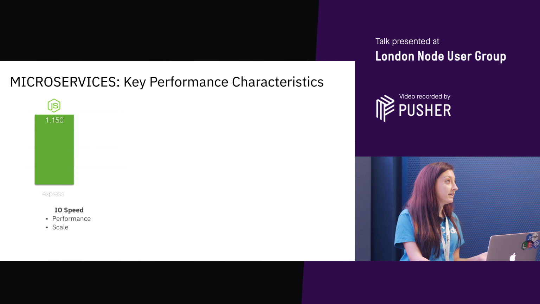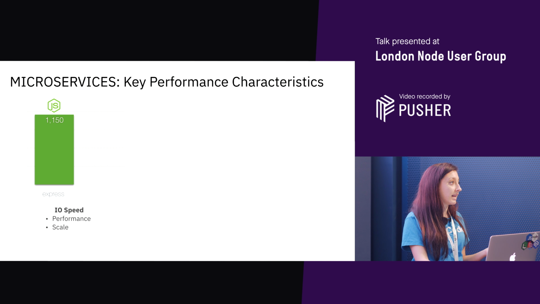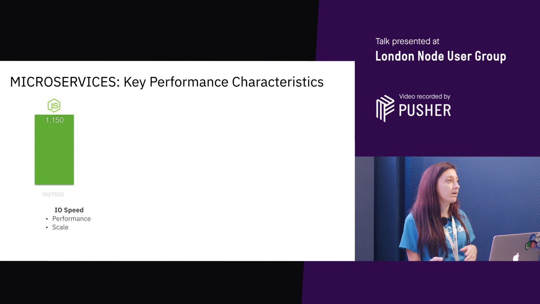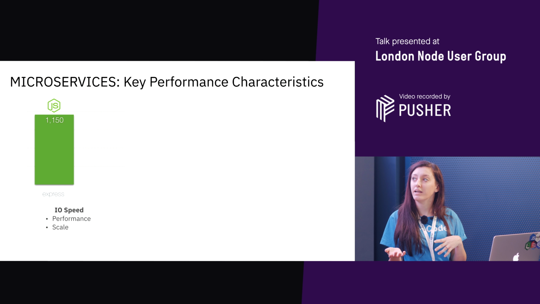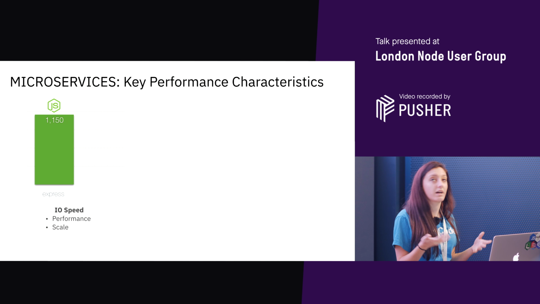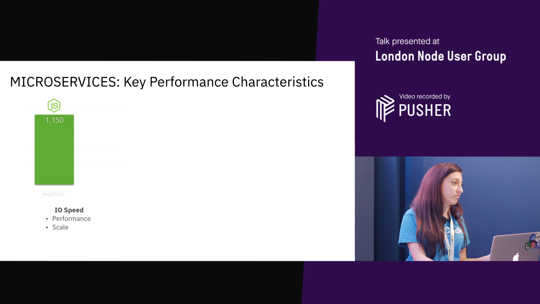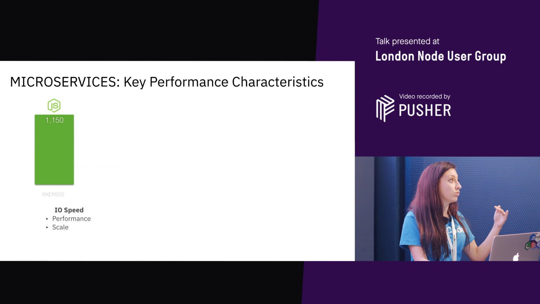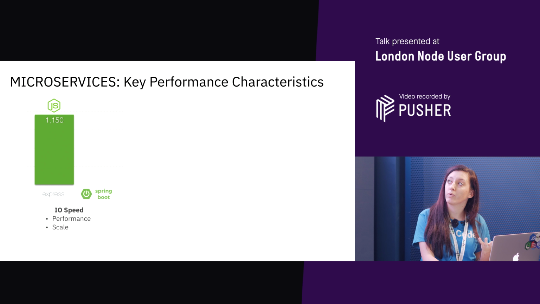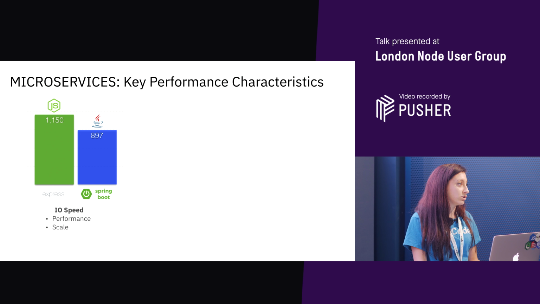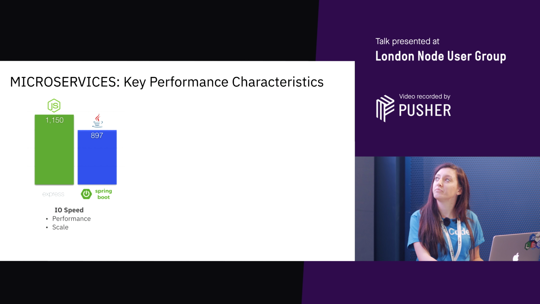I/O speed is very important when you're deploying in a cloud, because most of the time you're pinging a REST API or something like that, parsing a JSON object and getting it back. So the speed in which you can parse that is perfect. In JavaScript, this is an Express app. We get 1,150. The higher the number, the better normally with I/O speed. And then we're comparing this to a Spring Boot app, which only gets 897. So immediately, Node's a good choice because you're getting faster I/O speed.